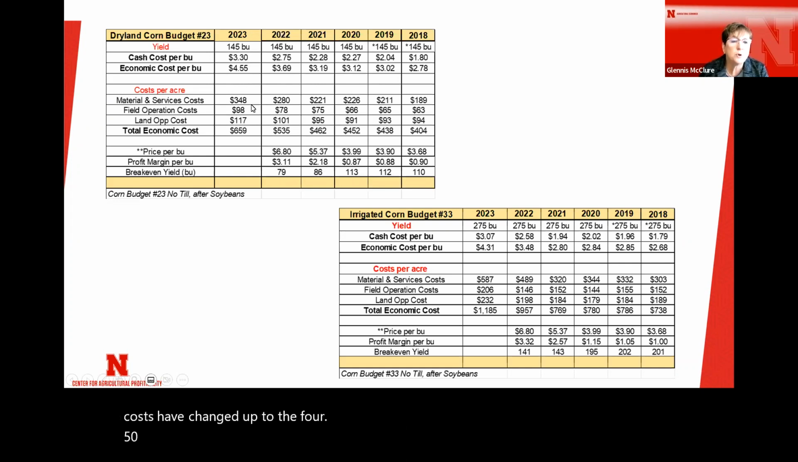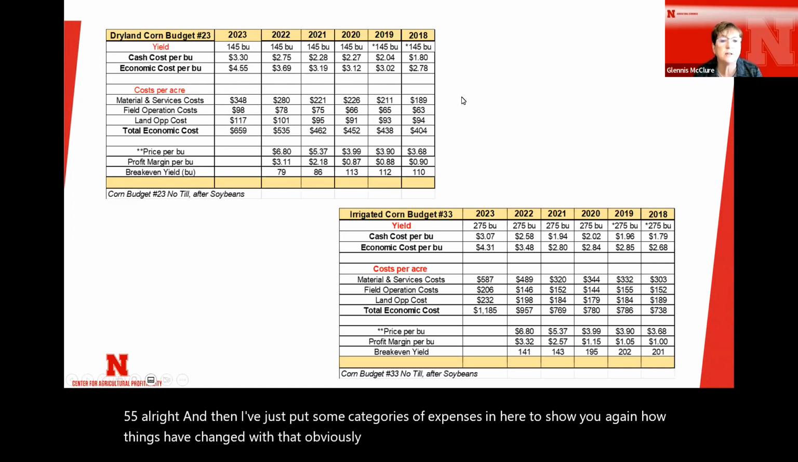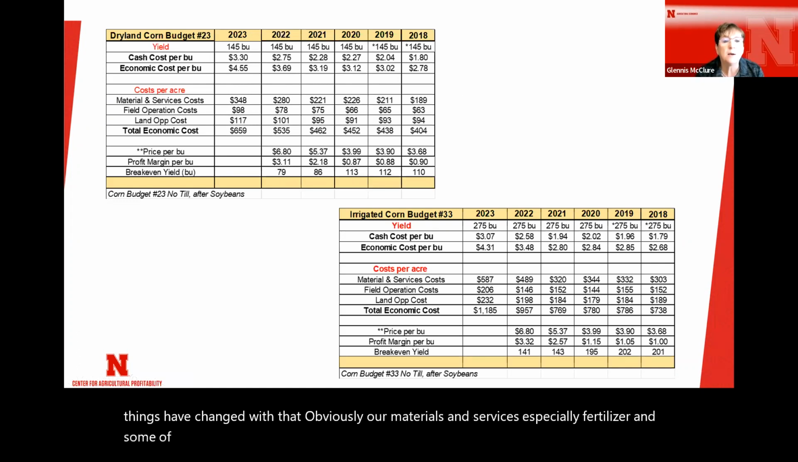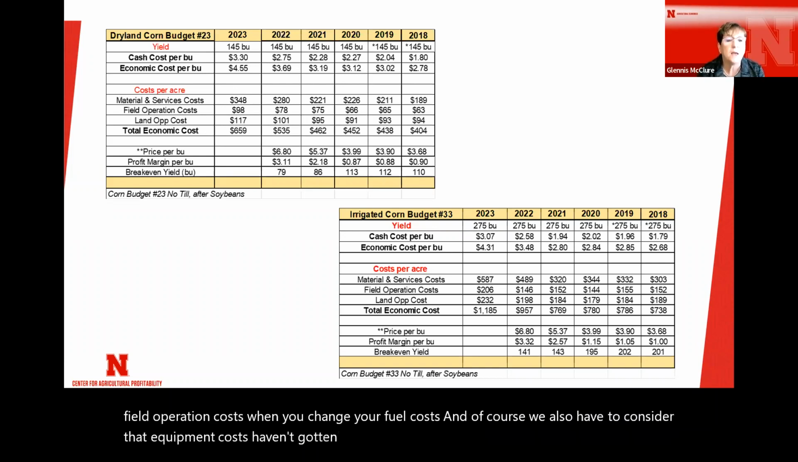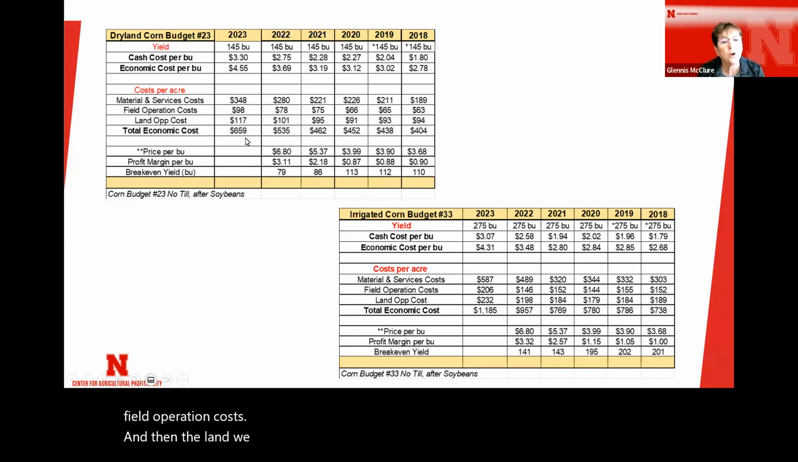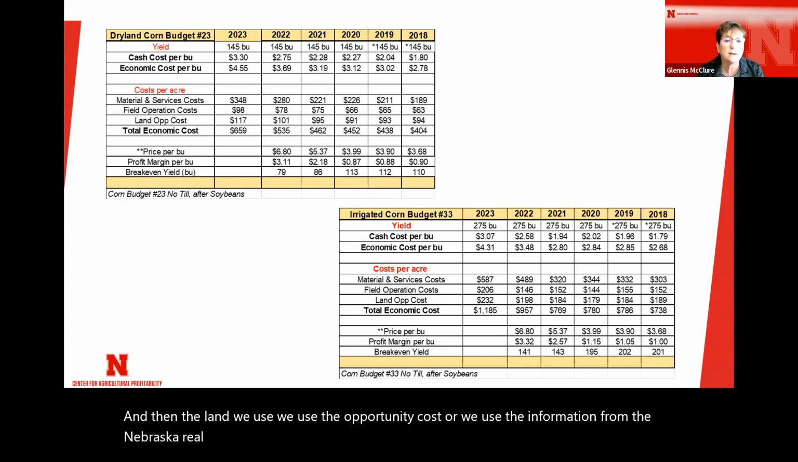And then I've put some categories of expenses in here to show you again how things have changed. Obviously, our materials and services, especially fertilizer and some of the crop chemicals, have come up in price pretty heftily. And then also even field operation costs, when you change your fuel costs, and of course, we also have to consider that equipment costs haven't gotten cheaper. We actually have higher field operation costs. And then the land, we use the information from the Nebraska Real Estate Report in our crop budgets, and of course, those figures have jumped up in recent years as well.